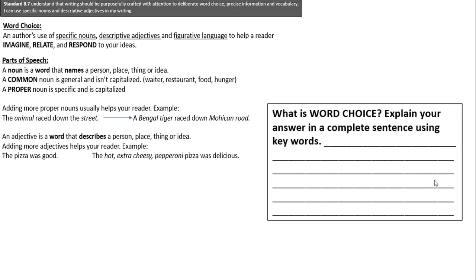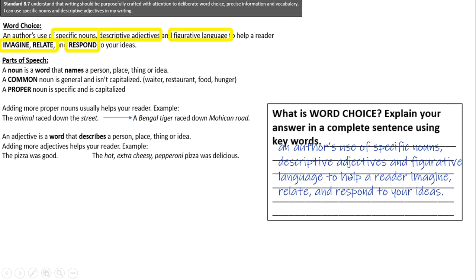Let's do a practice. The first question is, what is word choice? Explain your answer in a complete sentence using keywords. Okay, I'm going to flip to the page of my study guide where that information is, read the answer through, highlight the keywords, go ahead and write the answer in the answer blank, and maybe take an extra step of highlighting the keywords. There's really no thinking here. I'm literally copying the information and really paying attention to it to make sure I've got the keywords and I can remember it.